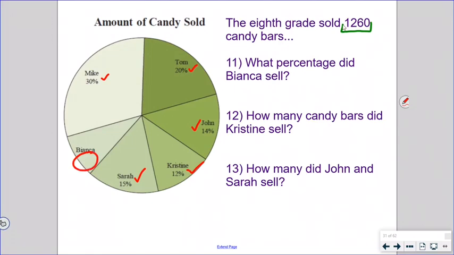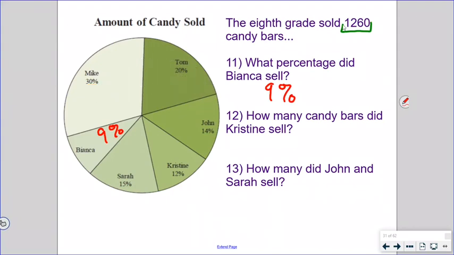But look at this. Bianca doesn't have a percentage. Well, this whole thing represents 100. So what we have to do in order to find the missing piece is say 100 minus 30 minus 20 minus 14 minus 12 minus 15. That'll give us 9. So what percent did Bianca sell? 9%.